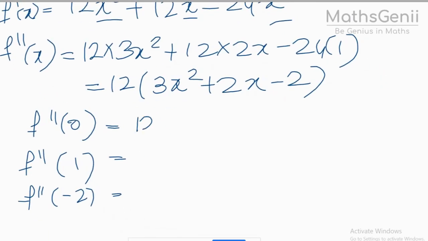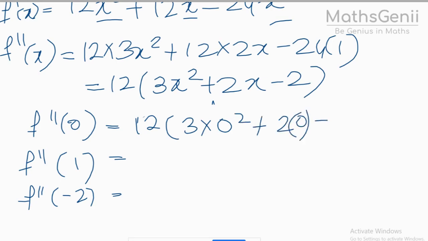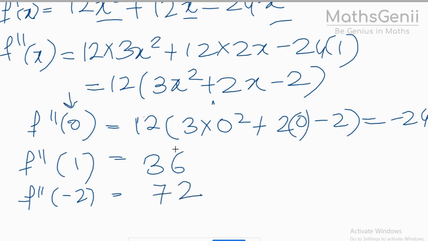So let's substitute 0 in place of x. So this is what is going to remain. I'll just solve one in elaborate, others you will understand by yourself. So 0, 0, 0, 12 into minus 2 remains. So it is minus 24. If you put 1 here, it will be 3 plus 2, 5, 5 minus 2, 3. 12 3s are 36. If you put minus 2 here, it will be 3, 6, 12 minus 2, 72. Okay, in place of x, you have to put all these values.